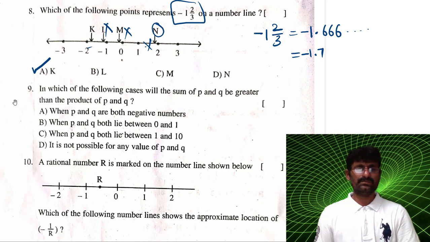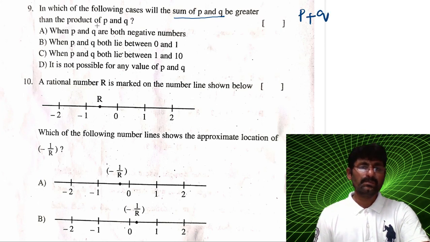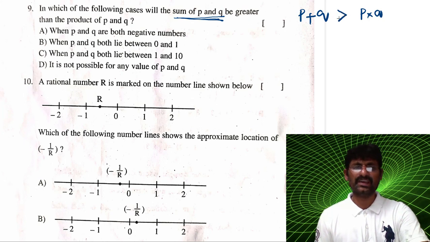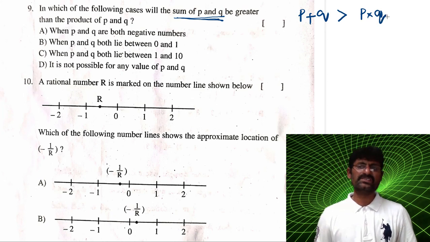Now let us go to 9th problem. In which of the following cases will the sum of P and Q be greater than the product of P and Q? So sum of P and Q means P plus Q. Then product of P and Q means P into Q. So P plus Q is greater than P into Q. So in which of the following cases is this correct? That is what we need to check.